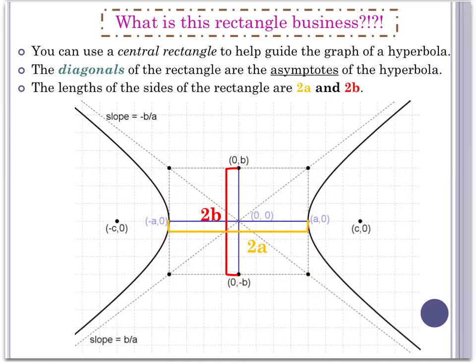This is called our central rectangle. Now the central rectangle is going to help guide us to graph the hyperbola, and the diagonals of the rectangle are actually going to be our asymptotes. The dimension of this central rectangle will always be 2b and 2a. So depending on the orientation of our hyperbola, that might be 2a or 2b if we are vertical. Now the slope of our asymptotes will also depend on the dimensions of this central rectangle. So that's going to be our quick, easy way of finding the equation of our asymptotes.